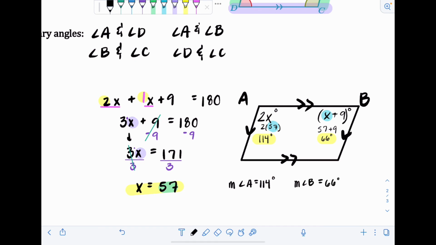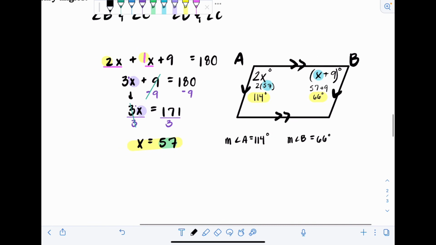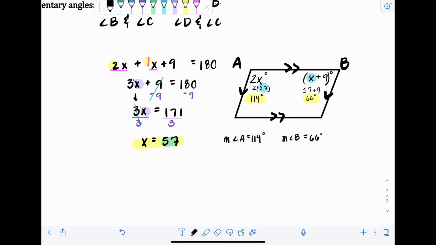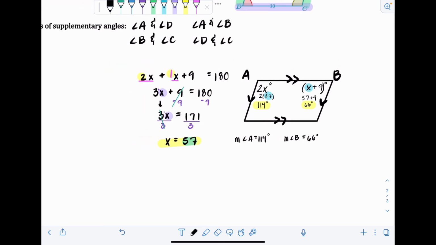These are really easy to check quickly to make sure your answer is reasonable. We set up this whole problem based on the premise that they're supplementary, meaning they should add up to 180. So to check it, I could just add 114 plus 66 and make sure it adds up to 180. It's worth your time to check it. 114 plus 66 is 180, so we're good.